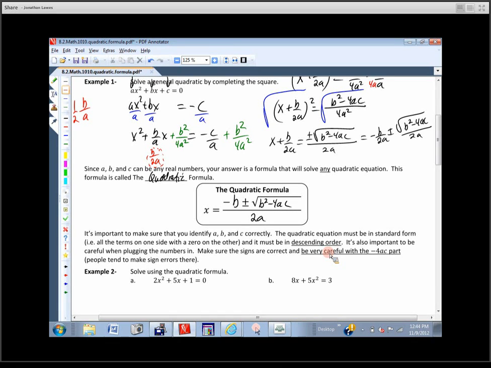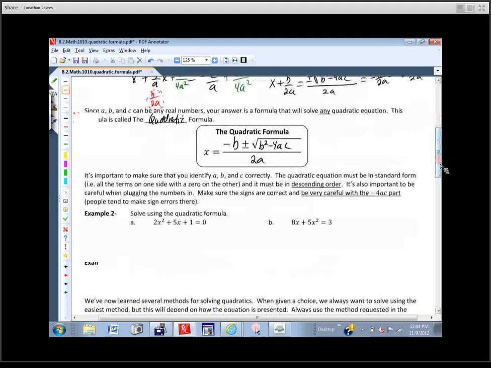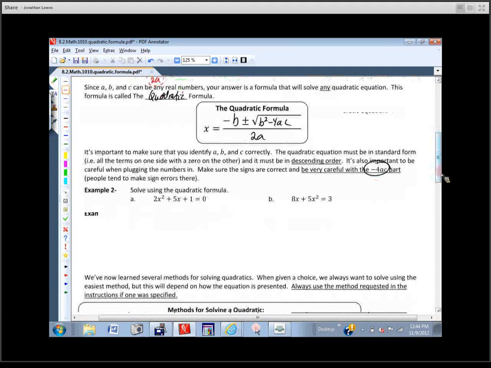Now, once you figure out what A, B, and C are and plug them in, it's not that hard. It's pretty darn easy. The one thing I want to make sure you're careful of is that people make sign errors with the minus 4ac part all the time, so I wouldn't skip any work right there. We're going to get the same answer we did up above. This is the starter question, only we're going to get it using the quadratic formula.